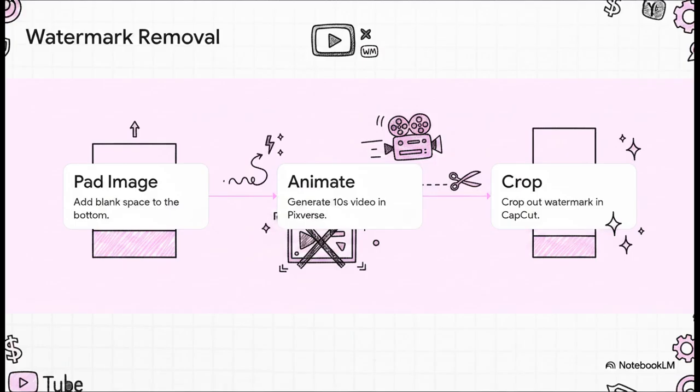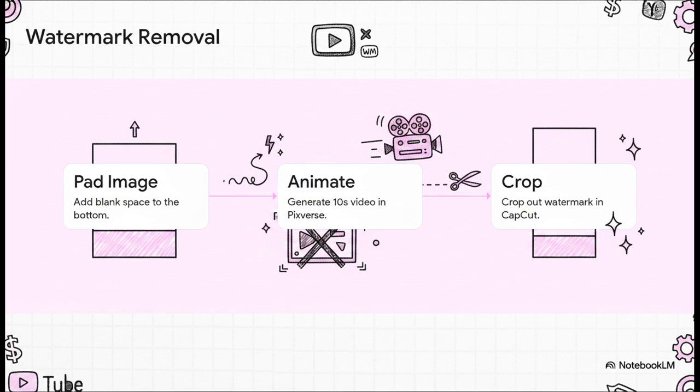Free animation tools like Pixverse AI are incredible, sure, but they leave a large watermark right at the bottom of your video. Our source reveals a genius, zero-cost trick to bypass this entirely. Step 1, open your image in a basic program like Paint and just add a blank padded space to the bottom. Step 2, run it through Pixverse AI to get your 10-second animation.